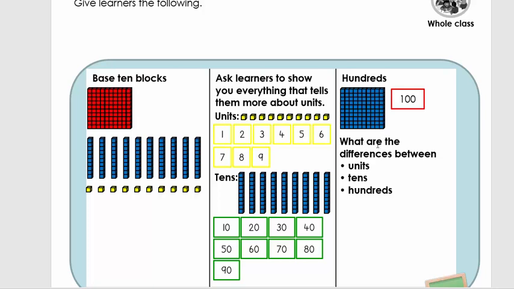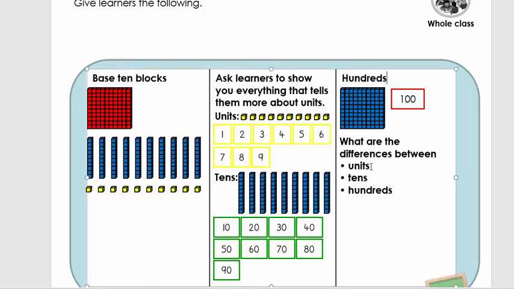So let's quickly look at the question here. You can go through these because we're going to use flashcards as well. Units will be those cubes, and the flashcards will be 1 to 9, and then tens will be these rods. And we're going to use the flashcards.